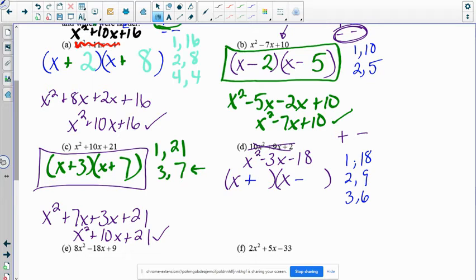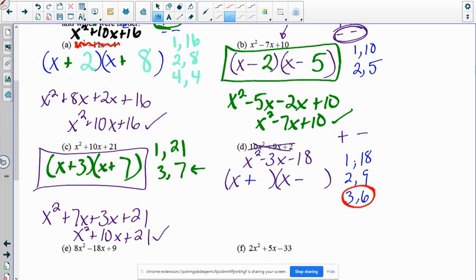Okay, so I need to think about how can I get a negative 3x in the middle. Which way can I place my numbers? Now, hopefully you're thinking, hey, 3 and 6 are going to combine to give me a 3. Now, how I place them is what's going to give me a minus 3x in the middle.